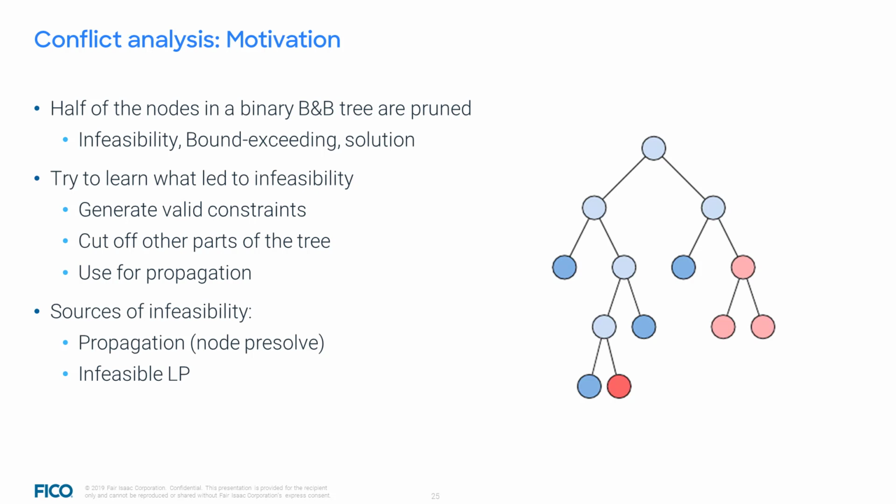There are two sources for such an infeasibility. One of them is local presolving, also called domain propagation. The other is the infeasibility of the LP relaxation.